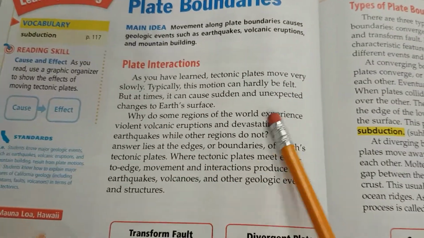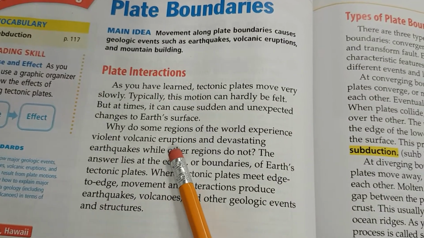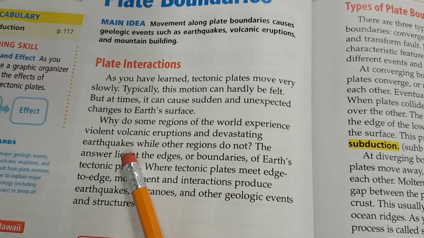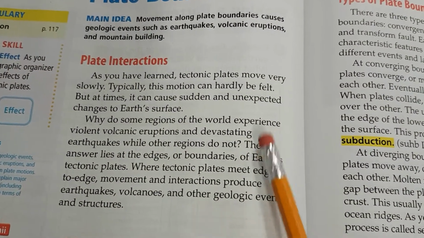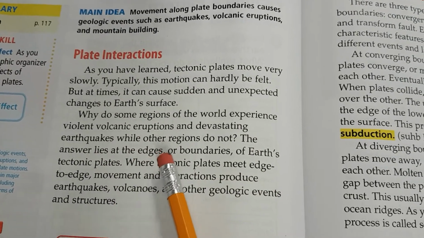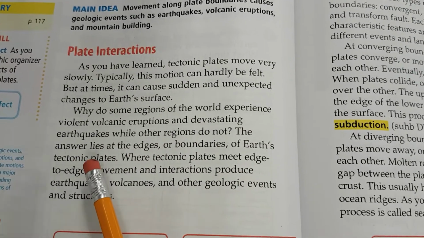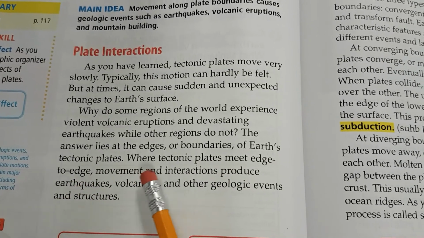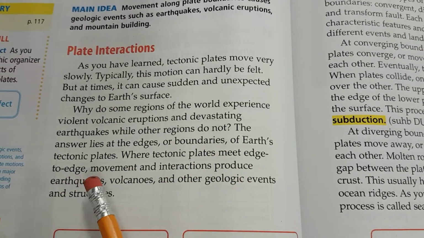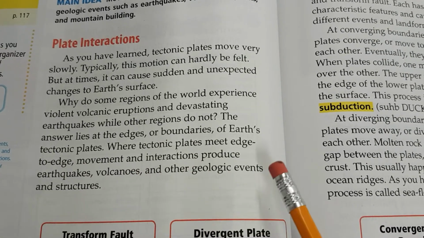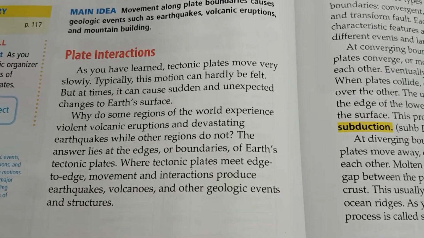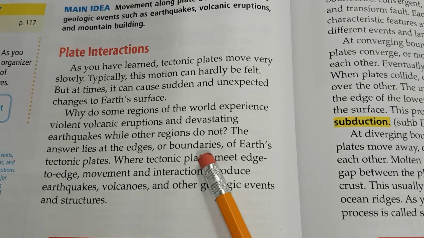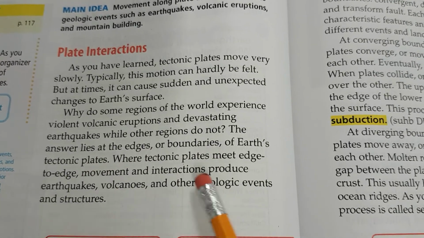Why do some regions of the world experience violent volcanic eruptions and devastating earthquakes, while other regions do not? The answer lies at the edges, or boundaries, of Earth's tectonic plates. Where tectonic plates meet edge to edge, movement and interactions produce earthquakes, volcanoes, and other geologic events and structures. Okay, so the edges or boundaries where the plates meet is where all the action is.